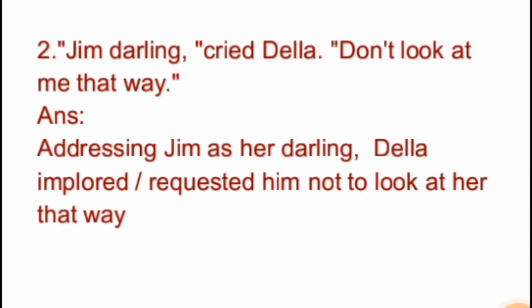Consider example number 2. Here, "Jim darling," cried Della, "don't look at me that way." So here we see we cannot avoid using addressing, because without this the indirect narration would be totally bare and totally ungrammatical. So that's why we have to use addressing as. So addressing Jim as her darling, Della implored or requested him not to look at her that way.